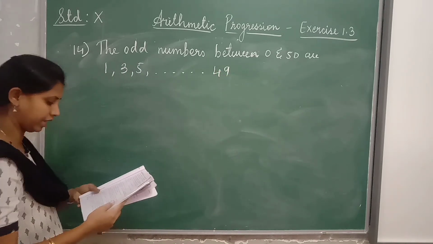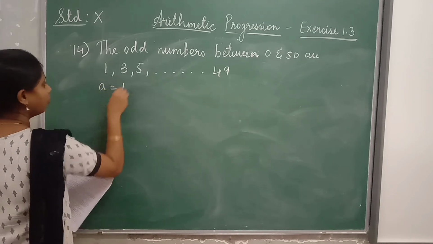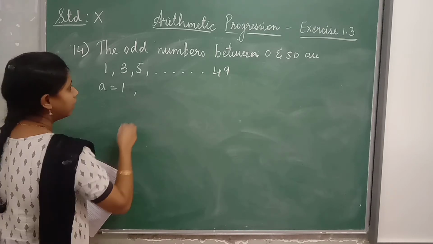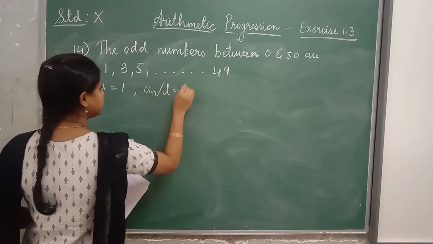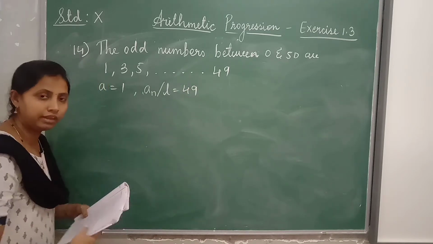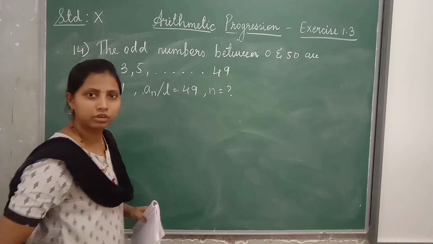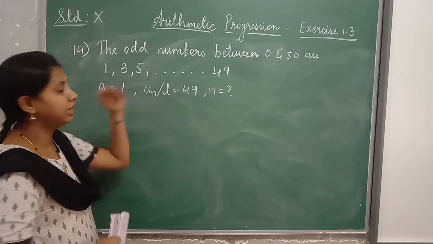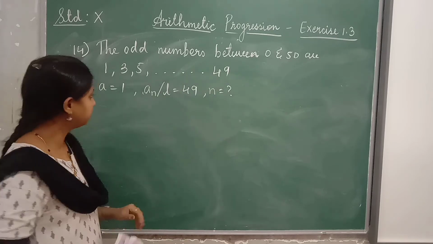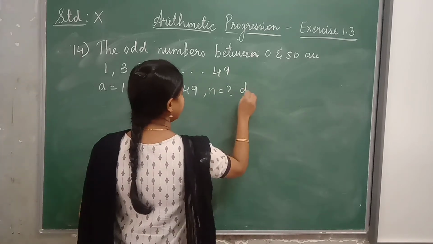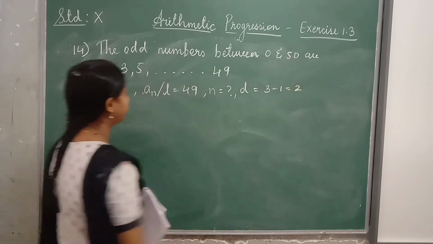Now we have to find the sum. A is known, 1. The last term is also known, an or the last term is 49. But here we don't know the n value. We need to find n first to use the formula. So first we will find how many odd numbers there are from 1 to 49. What is D here? The difference is 3 minus 1, that is 2.